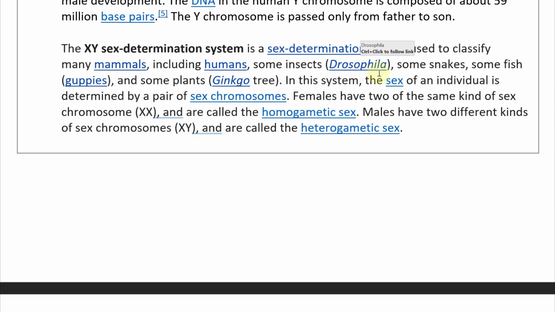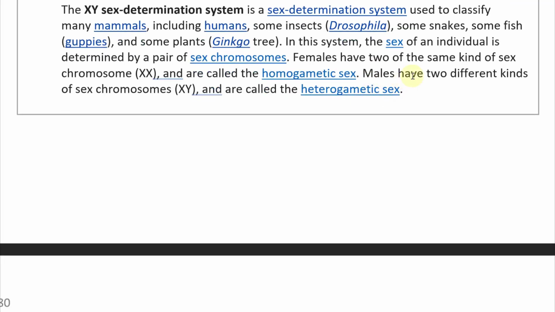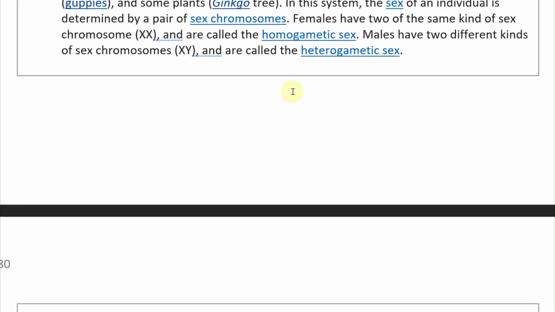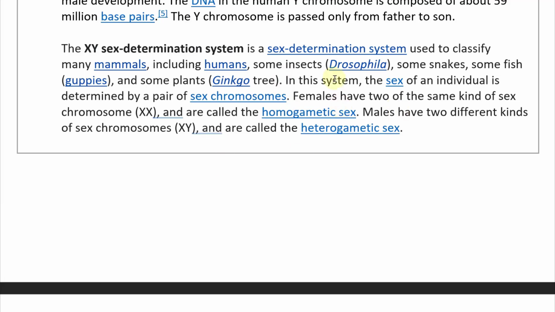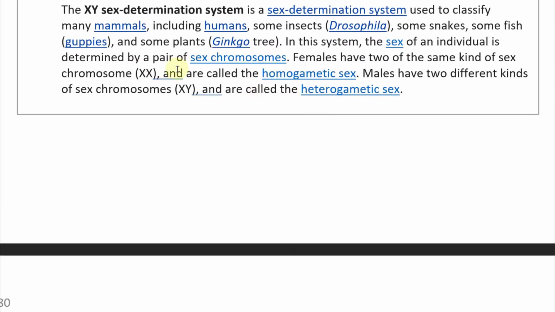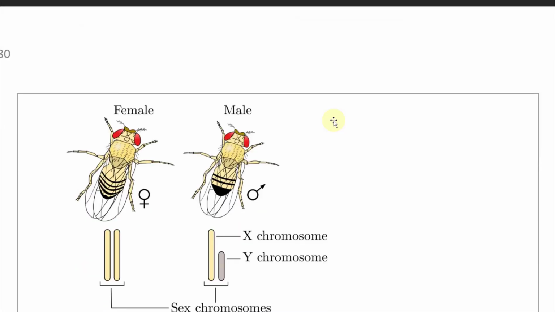In this system, the sex of an individual is determined by a pair of sex chromosomes. Females have 2 of the same kind of sex chromosome, XX, and are called the homogametic sex. Males have 2 different kinds of sex chromosomes, XY, and are called heterogametic. I believe the more common pronunciation is homogamatic and heterogamatic. I've been saying gametic, but I just googled the pronunciation and it states homogamatic and heterogamatic. Interesting. Then I'll continue further.